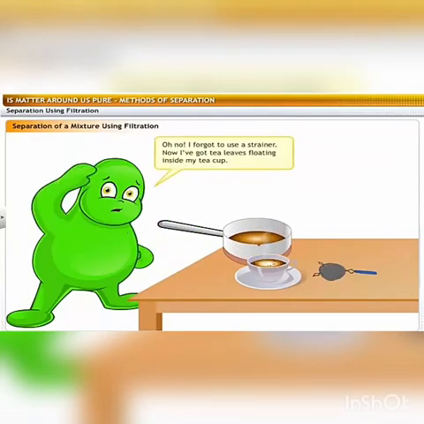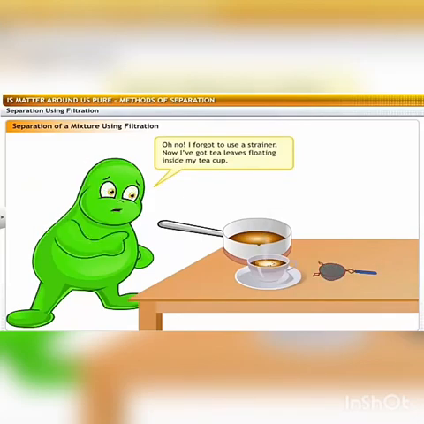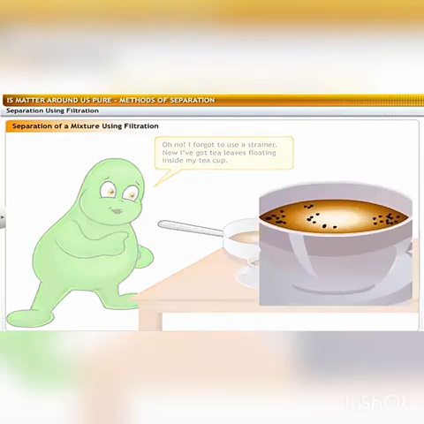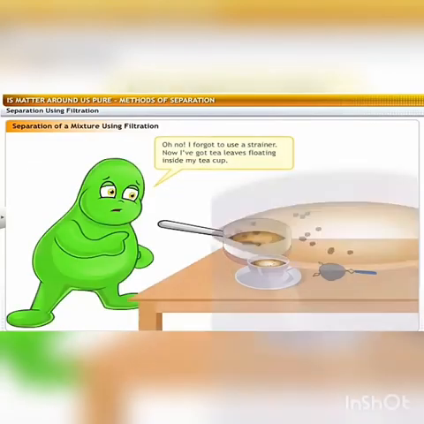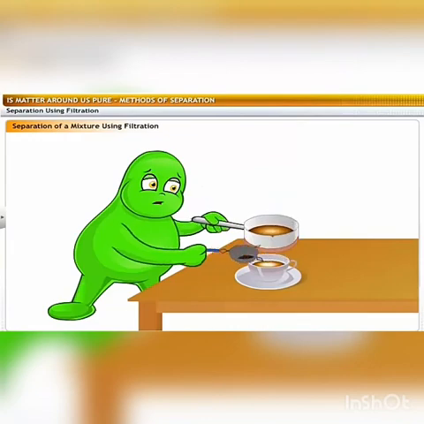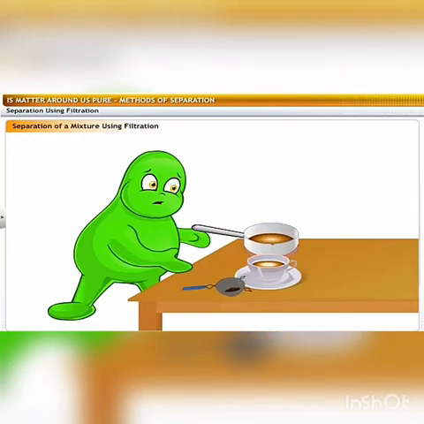Oh no! I forgot to use a strainer. Now I've got tea leaves floating inside my teacup. Using a strainer to strain tea leaves is very similar to the process of filtration.